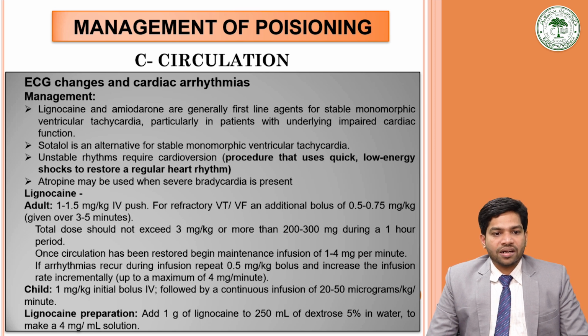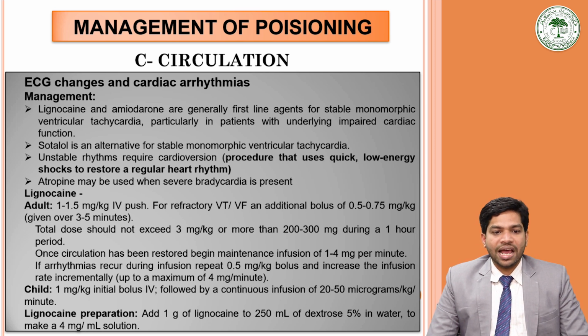So, the important drug that we must know is lignocaine. Lignocaine is given in the dose of 1 to 1.5 mg per kg IV for refractory ventricular tachycardia or fibrillation. An additional bolus of 0.5 to 0.75 mg per kg must be given over a period of 3 to 5 minutes. Total dose should not exceed 3 mg per kg or more than 200 to 300 mg during an hour period.